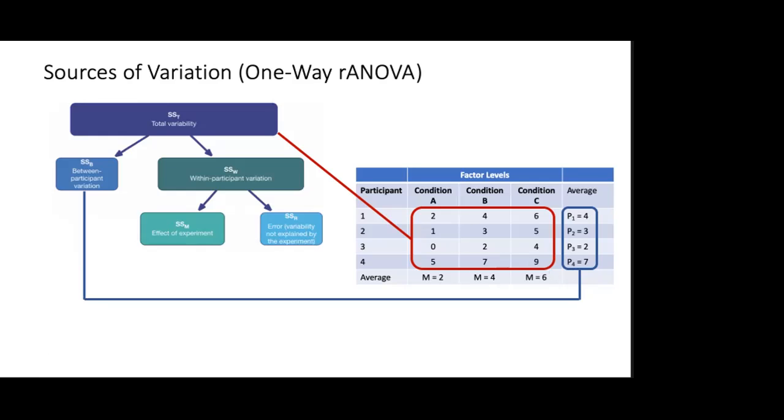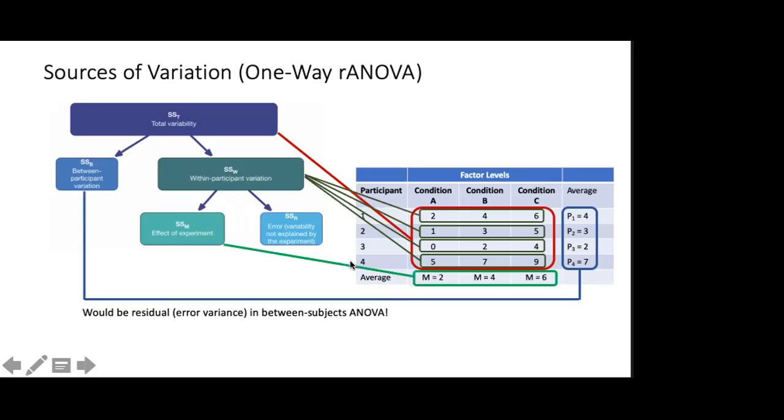And then we have our between participant variation, right? We can calculate for each participant an average across all conditions or all time points. For our first participant here, that would be 4, 3, 2, and 7. So this variability is the deviation of the individual averages from the grand mean. That would be our between subject variation that we are completely ignoring in that design.